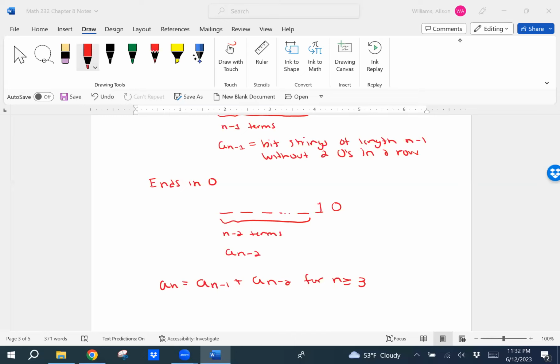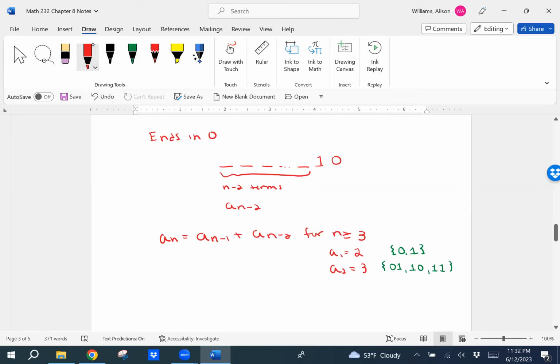And we should probably go ahead and note what a sub 1 and a sub 2 look like. So a sub 1 are bit strings of length 1, one number, and there's only 2 choices for that. It's either a 1 or a 0. Those are the 2 options. A sub 2 is going to have 3 options. Those are bit strings of length 2. So we could have 01, 10, 11, but we can't have 00. That's not a possibility because that has 2 consecutive zeros in a row. All right, so those are our 2 initial conditions there.